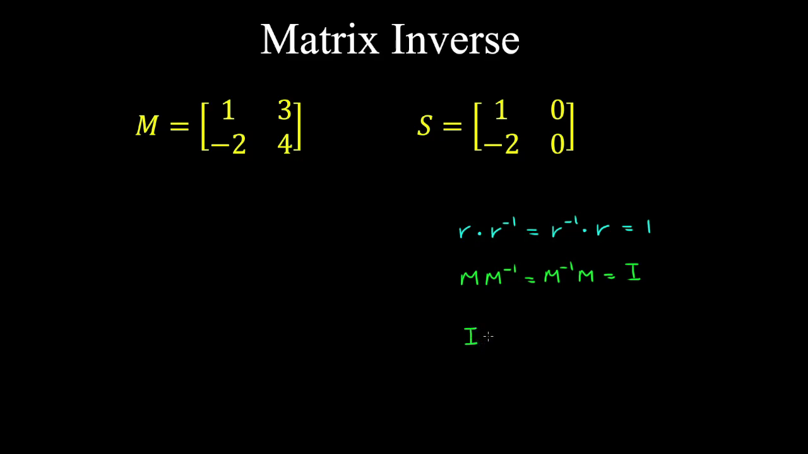So the identity matrix has all 1s on a diagonal and 0 everywhere else. So for example, for this 3 by 3 matrix, we have 1s on a diagonal and all 0s otherwise.